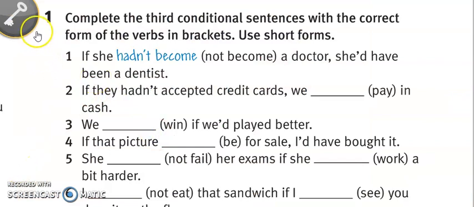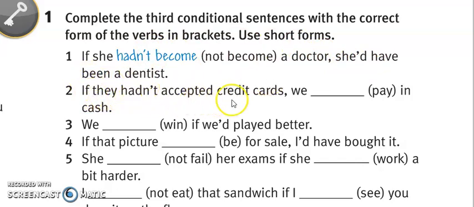Now let's move to exercise number 1 here at the top of the page. Complete the third conditional sentences with the correct form of the verbs in brackets. Use short forms. If she hadn't become a doctor, she would have been a dentist. If she hadn't become a doctor, she would have been a dentist.